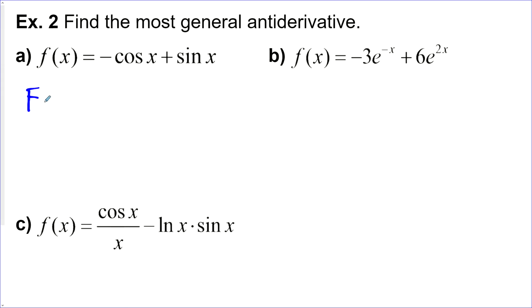Let's find the most general antiderivatives of these equations. So we'll say capital F of x here. Now what's the antiderivative of cos? Well, we know that used to be sine. So the derivative of sine is cos.